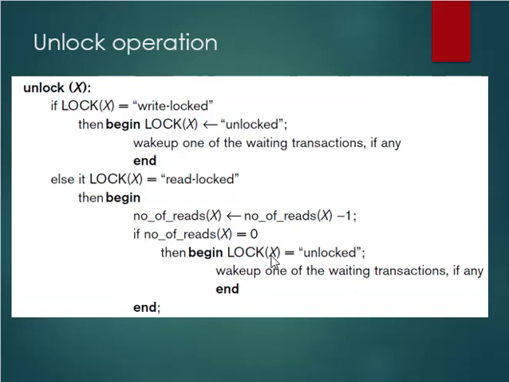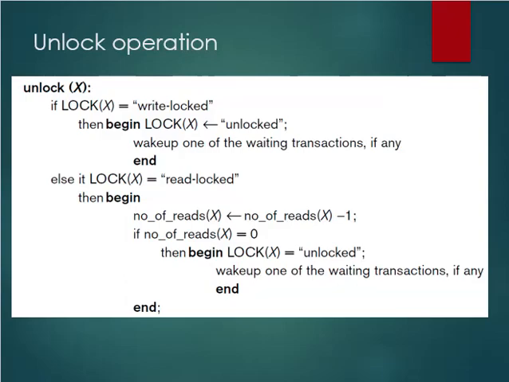So if number of reads is equal to 0, then it has to do the unlock operation, and then wake up some waiting transaction that needs to write on this data item. If after reducing the number of reads of x by 1 it is not equal to 0, then the function will move to end.